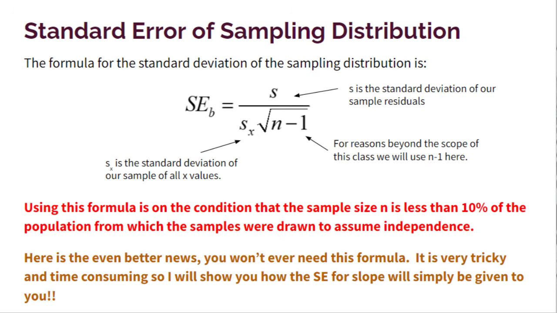Now, here's some really good news. You're never going to need this formula. Trust me, it is on the AP Stats formula sheet, but it's going to be given to you in a computer regression analysis output table, which I'll talk about a little bit later in the video.